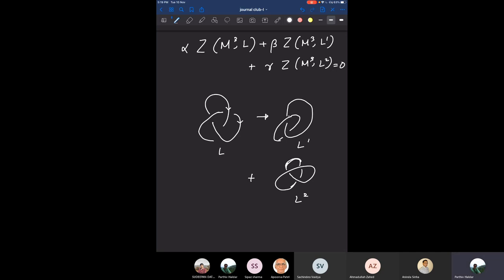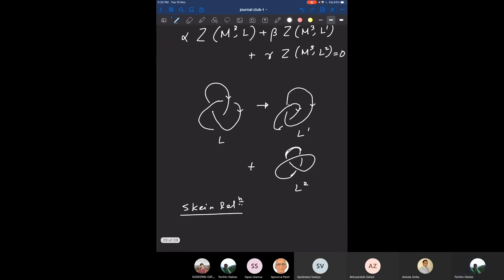L1 is like two circles that are linked, and L2 is actually secretly a circle itself. So it's secretly an unknot. You just have to unfold it to see. You have to take this middle strand down to see that it is nothing but an unknot. This kind of relationship is called skein relations. They are used to define various knot polynomials. They are actually the starting point, the definition point of these knot polynomials.